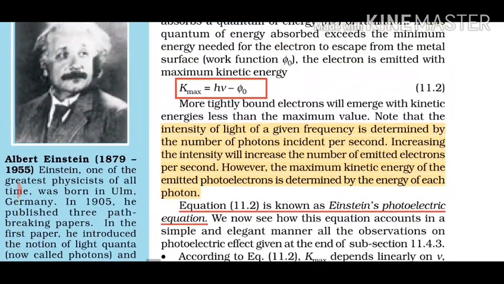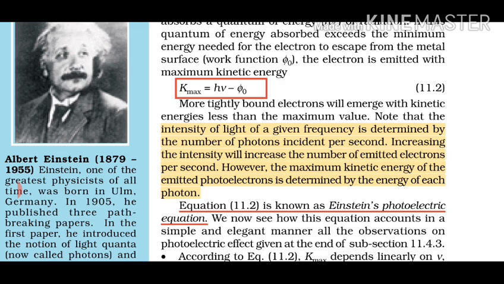Since this K maximum in the equation must be non-negative, see, it is on the left hand side and on the right hand side we have subtraction of two quantities. If I want the left hand side to be non-negative, it means the right hand side must be non-negative as well. So to make the right hand side positive, as it is subtraction of two quantities, you need h nu to be greater than phi naught.